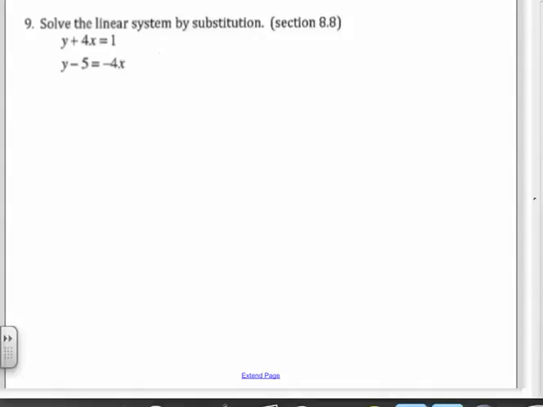All right, number 9 says, solve the linear system by substitution. Now, guys, you'll remember this year we learned that both of these equations are lines. This equation's a line, and this equation is a line. Now, there are 3 things that can happen with lines. They can do this, where they cross and they have one solution.